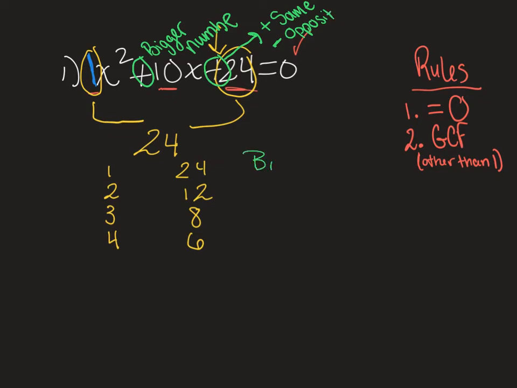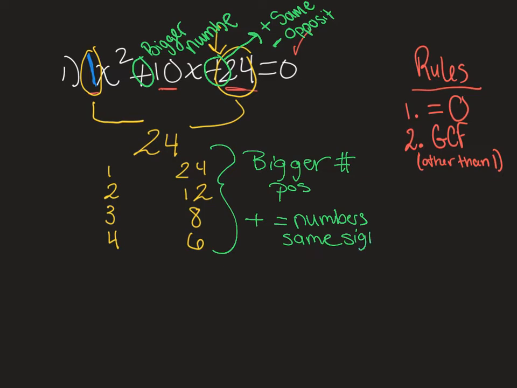So in green, I'm going to summarize what we wrote down. We know that our bigger number in our pairs is going to be a positive. And then the last plus sign told me that the numbers are going to have the same sign. So all of my bigger numbers are going to be positive, and since they're all going to be the same, all of these are also positive.